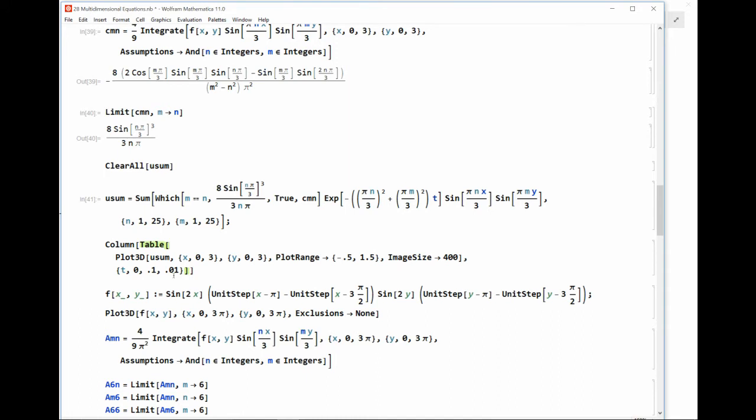Since this is going to take a little while to plot, I'm not going to use the Manipulate command because it's going to be quite slow. Instead, I'm just going to plot this function for several values of t, going from 0 to 0.1 second. The heat dissipation happens quite quickly, and the most interesting things happen very close to 0. So this is where I'm going to be interested in seeing what's going on.